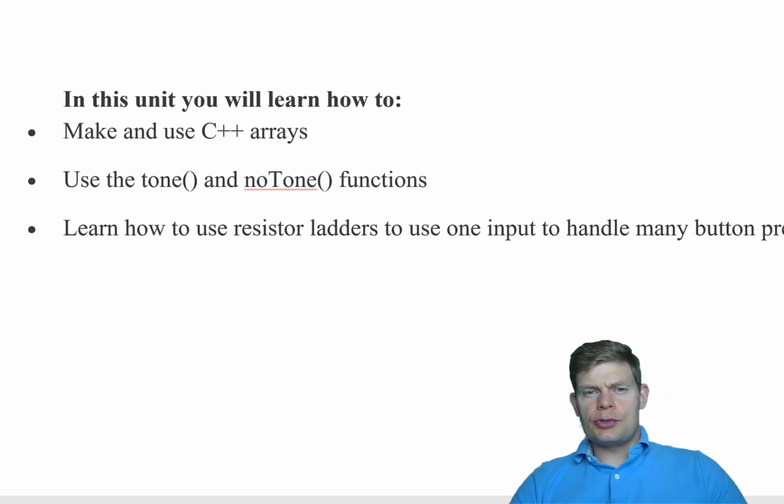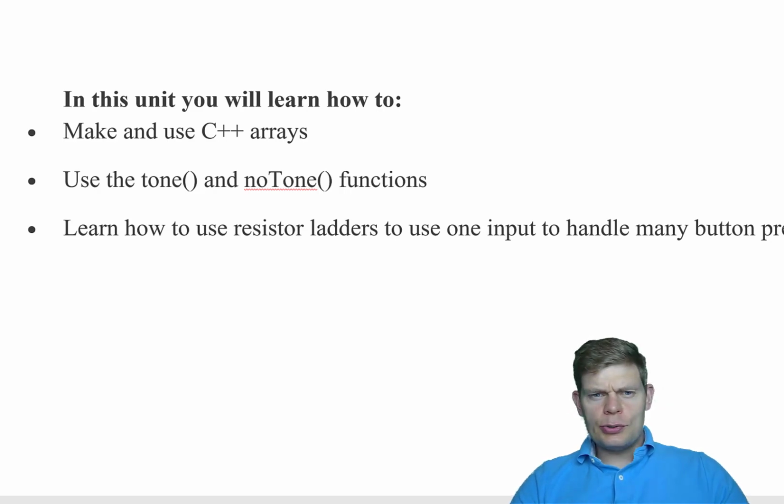We'll also learn to use resistor ladders, and resistor ladders are useful for a lot of things. In this unit, we'll mainly talk about how to use a variation on them to reduce the number of pins you need to handle multiple button presses. So we are going to hook up 4 buttons to 1 pin and have it still able to figure out if any of them are being pressed. We could actually do combinations as well if we felt like.